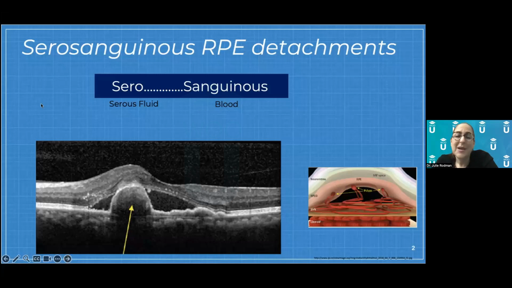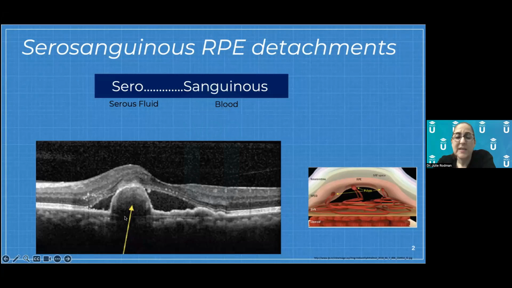If you break down the word of really how we categorize this, it's called a serosanguinous RPE detachment, which is really the same as a hemorrhagic or fibrovascular RPE detachment. The word sero stands for the serous part. And in French, sanguine means blood. So serosanguinous is the sero/blood component of these pigment epithelial detachments.